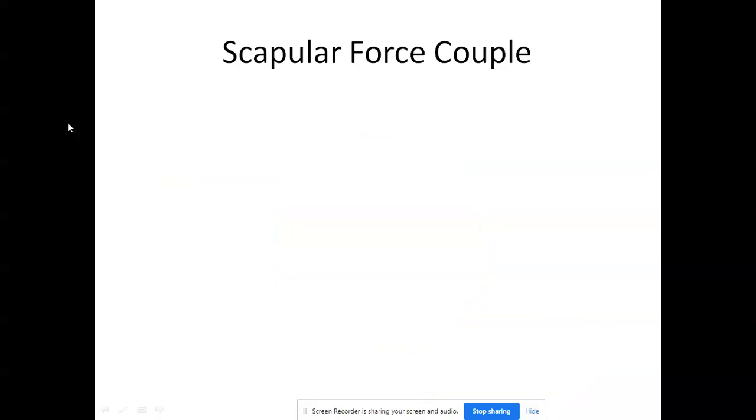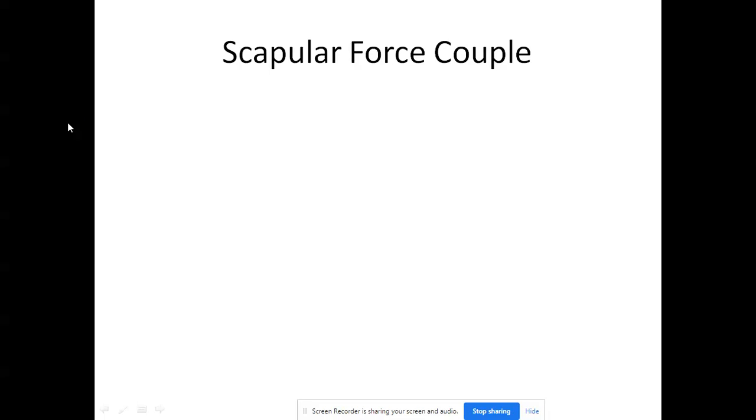When we are talking about any bone and the force couple, we know that the bone movement we are describing occurs due to the force couple of the muscles which are attaching to that bone. So here we are dealing with scapular force couple. Which bone is moving in scapular force couple? Scapula. What are the muscles which induce scapular movement, which are attached to the scapula? Definitely. So we'll see what happens in scapular force couple.